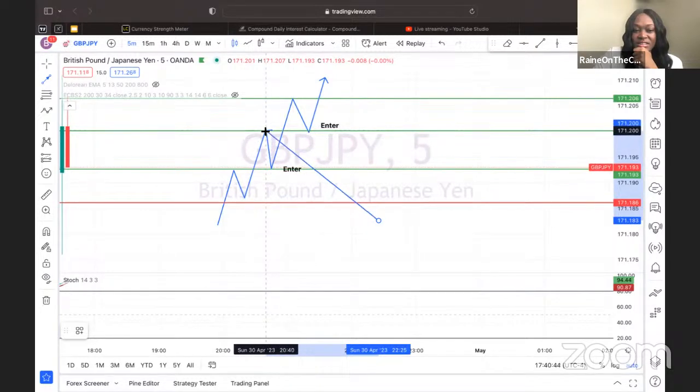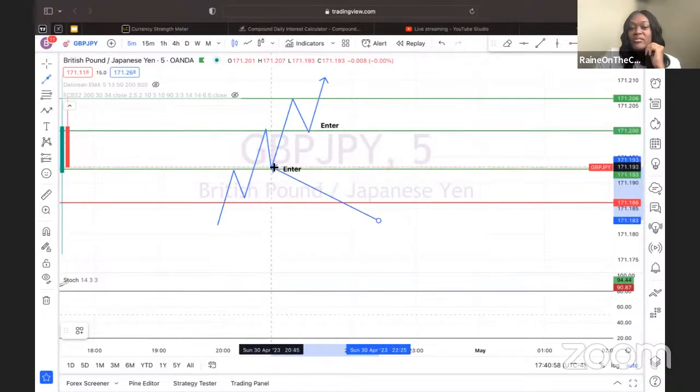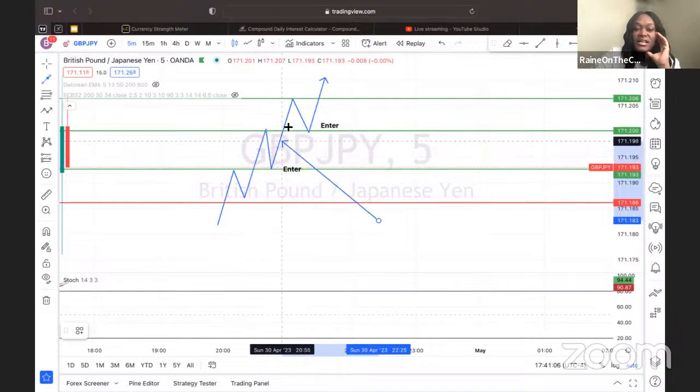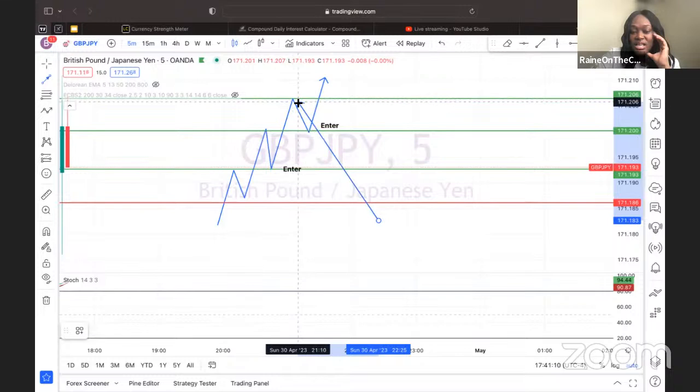So that's what you want to do. You want to put your stop loss down here. You don't want to enter up here. You want to enter at the pullback. So once it pulls back, maybe not that first candle, maybe the next candle, you just want to make sure. And then you enter the trade. And this can be your take profit.